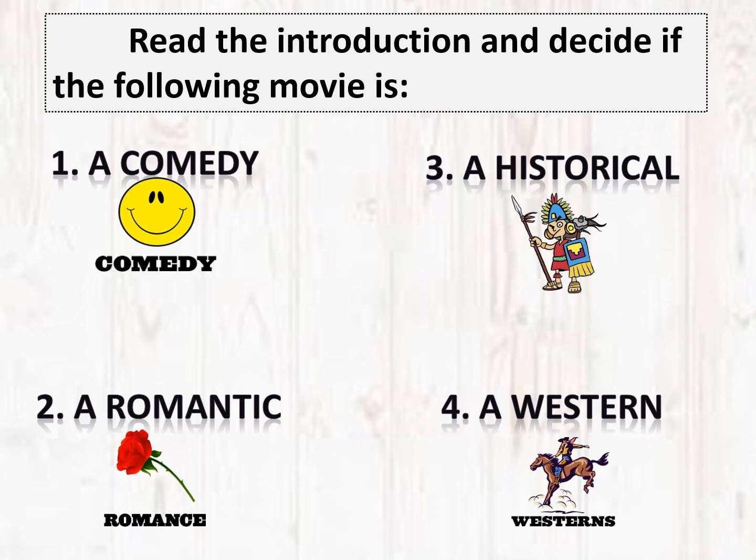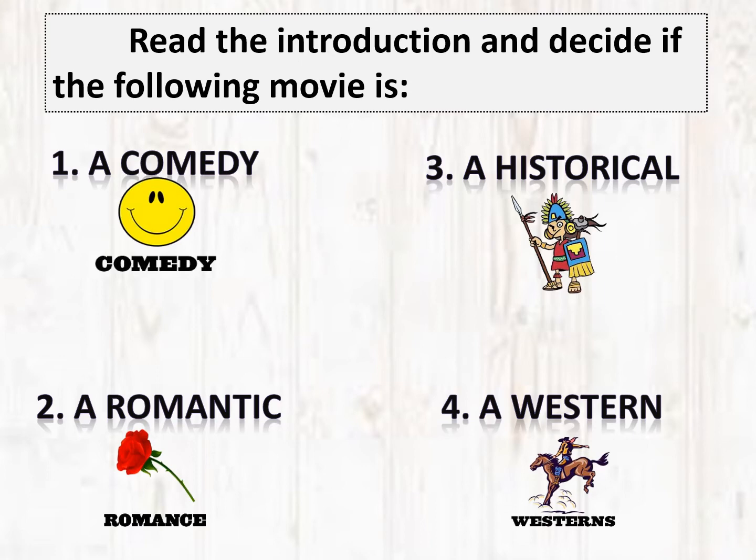Number two, romantic. As you know, romantic films are love stories or affairs of the heart that center on passion and emotion. Remember Casablanca with Humphrey Bogart and Ingrid Bergman in 1942. Remember also Titanic or Gone with the Wind. These are examples of romantic movies.